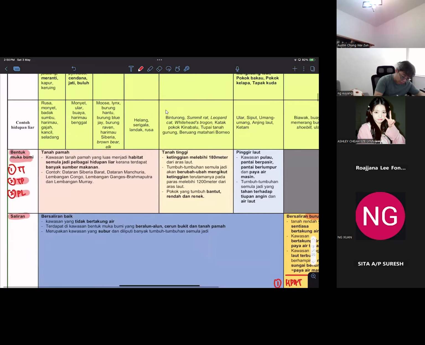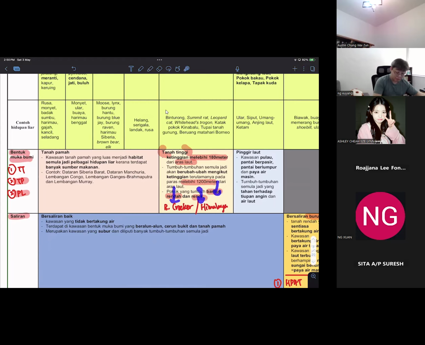Right now below here, we have to memorize Banjaran Crocker in Sabah, Malaysia, and then another one will be the Himalaya. So the ciri-ciri for Banjaran Crocker and Banjaran Himalaya is melebihi 180 meter dari aras laut. And second ciri, all the plants are going to become shorter. So that's why remember, always memorizing the rendah first, followed by pendek and renek, when the altitude ketinggian is melebihi 1,200 meter in this Tanah Tinggi.